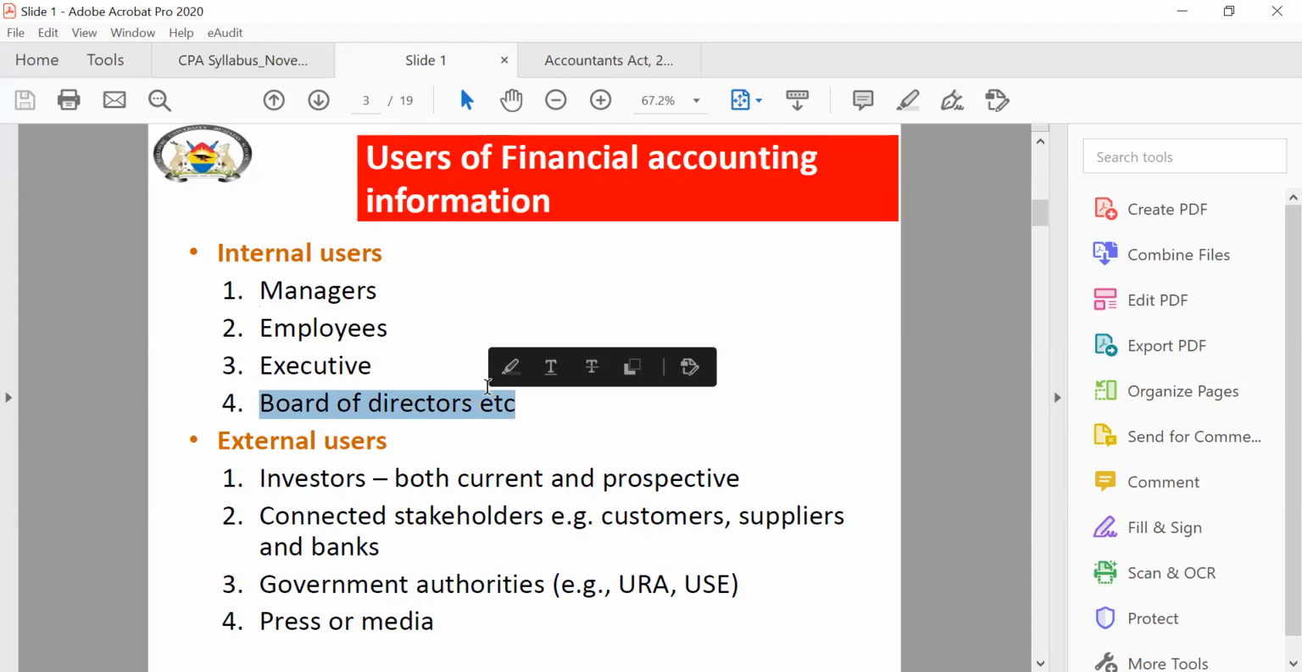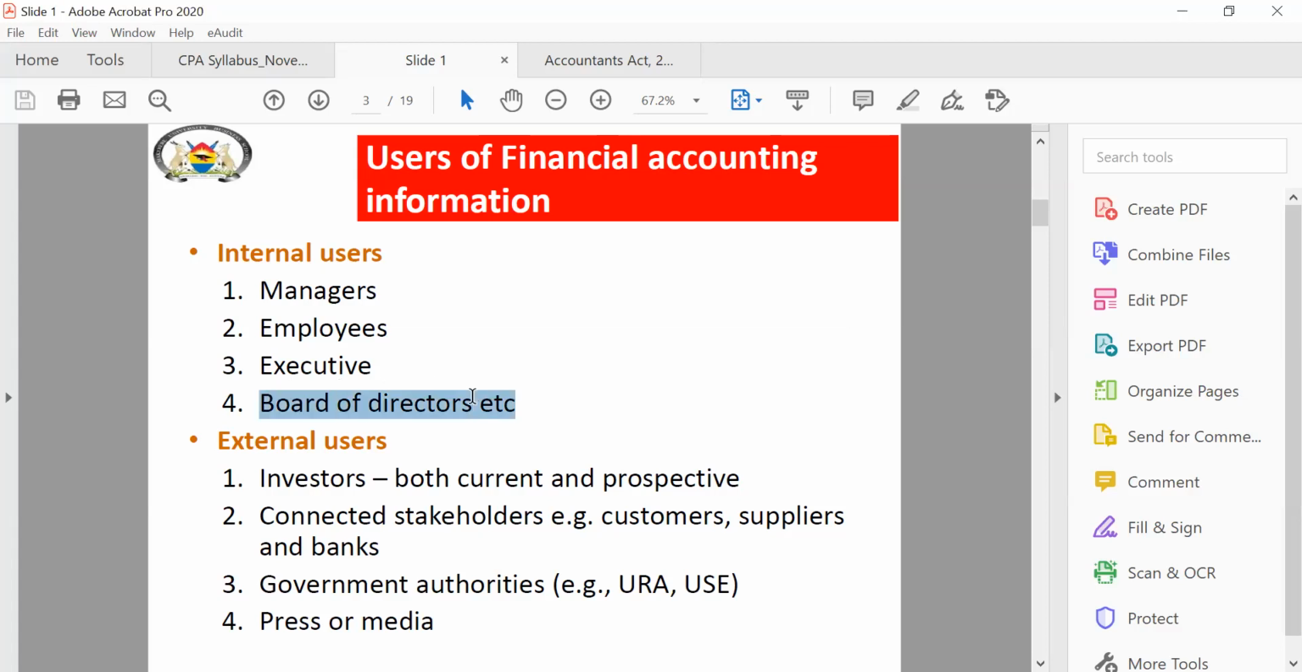Board of directors, these are usually appointed by the shareholders to run the company. For example, right now, we have the board of directors for NSSF that have been in the news over the operation of NSSF. And they are the ones that called for the appointment of the CEO. So the board of directors of any company have the obligation to oversee the running of the organization on behalf of the shareholders.